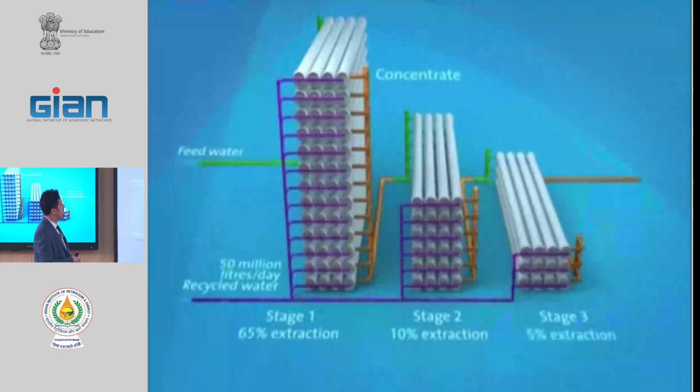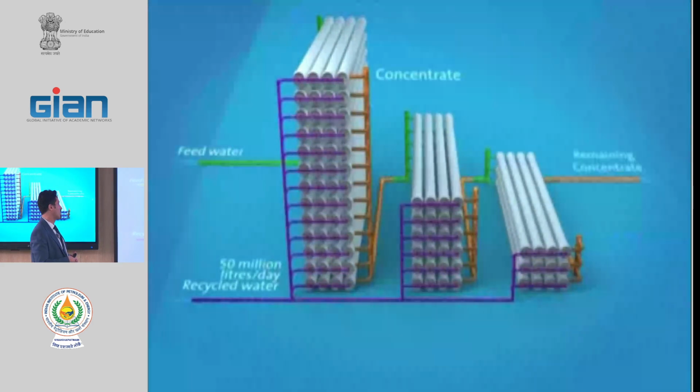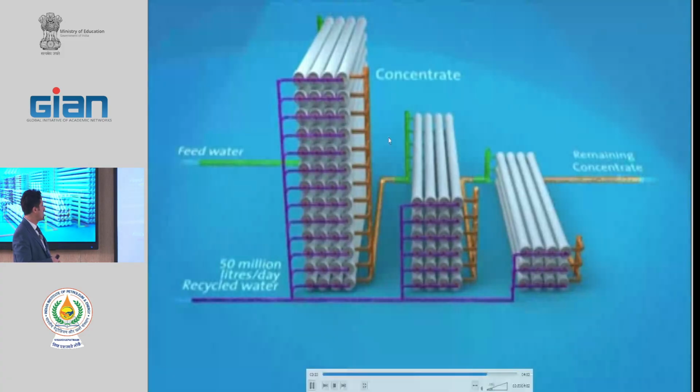Through stage 3, where the last percent of all feed water is recovered as recycled water. An average of 50 million litres of recycled water is produced every day at St. Mary's. The remaining concentrate contains so much salt.